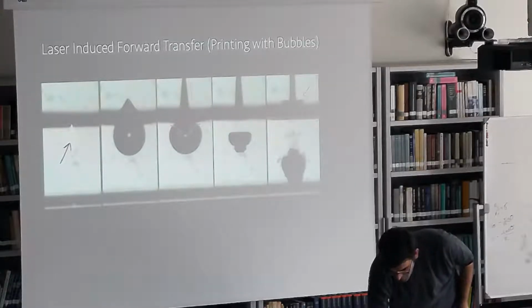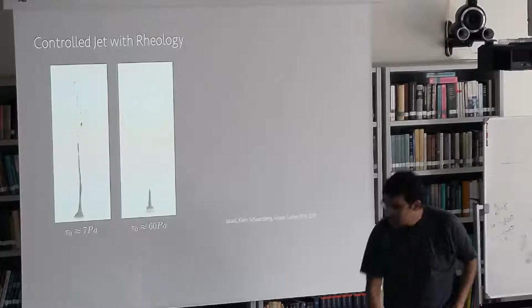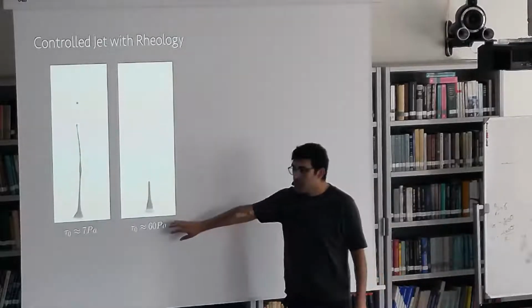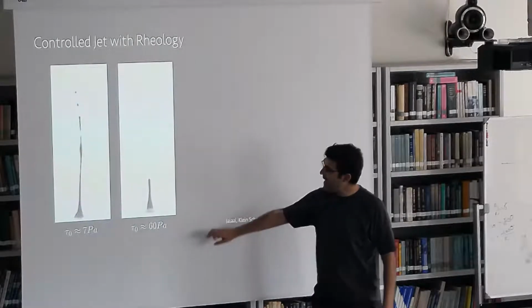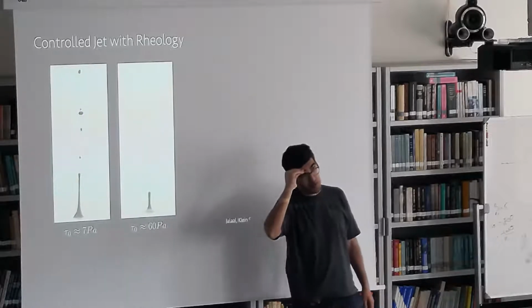Okay, so what we found out in the end is that if you have a low yield stress or high yield stress, you get different shapes. So if you tune the rheology of your materials, you can get the jets that are perfect for 3D printing. And that's actually what we did with our industrial collaborators.